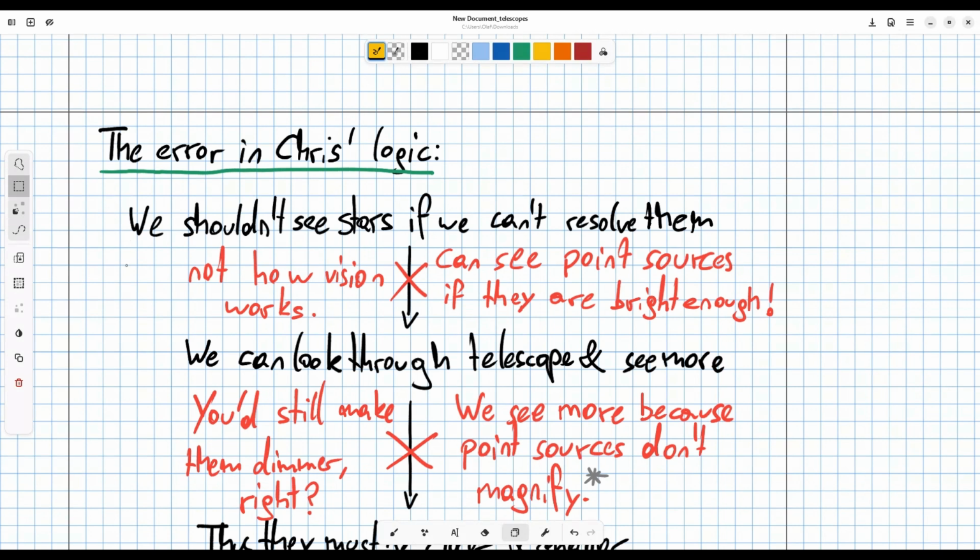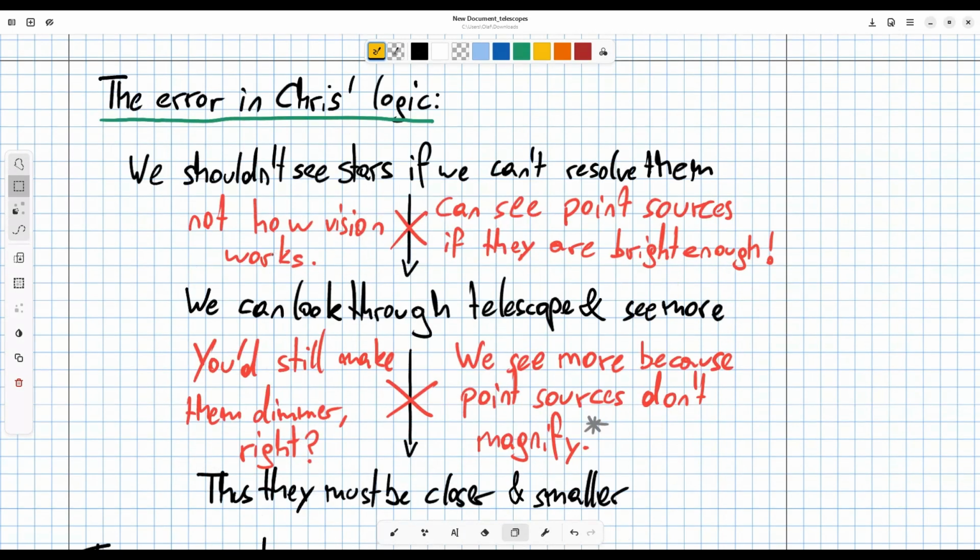This is not how vision works. You can see point sources if they are bright enough. The only determining factor if you can see something is if it's bright enough for you to see it, and of course, if it's not obstructed, well, duh. That's the only thing. Whether you can resolve it or not is an entirely different question, but this is not important. If you can see it because it's bright enough, it's regardless of how big it is. So it's already wrong here.